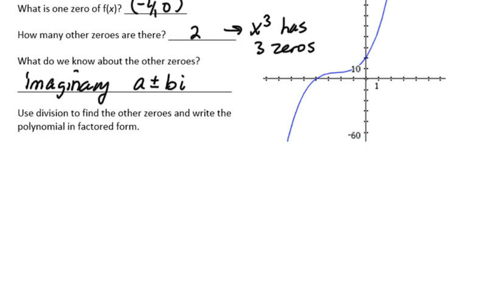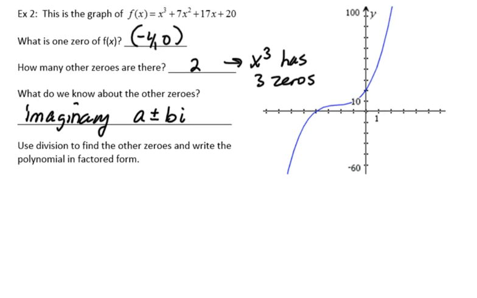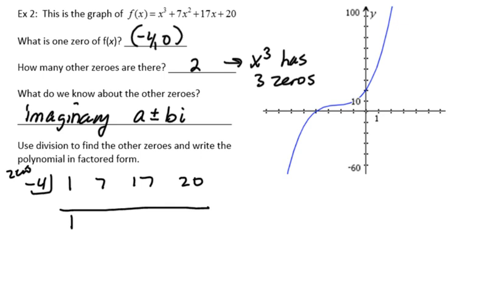So let's use division then to find other zeros. So I'm going to use synthetic division here. I put my 0 in the box. So this is the 0 right here. And then I put the coefficients of the polynomial I'm dividing. Drop the first leading coefficient down below the line, multiply and add.